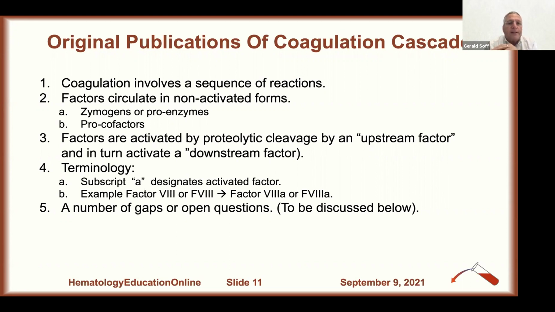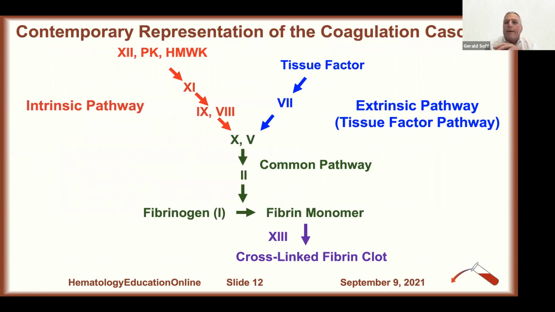And the terminology became little a for activated. So for instance, factor 8 can be written this way, factor VIII or F8. We still use the Roman numerals, and that would be factor VIIIa, shown this way, and that would be illustrative of the activated factor. But there's a lot of gaps and questions, and we're going to tease these out and discuss these in the slides to come. So this is where we are now for the current understanding of the coagulation cascade.